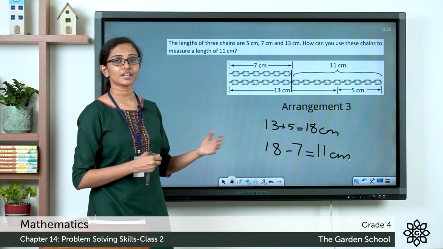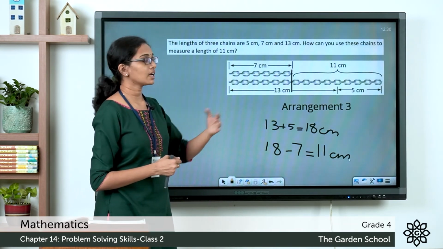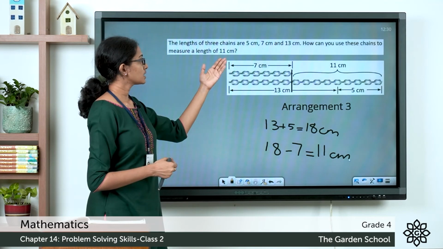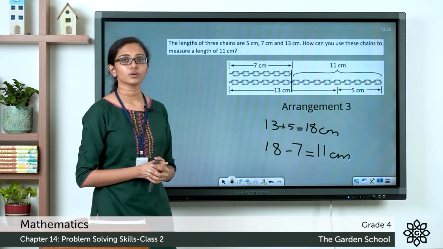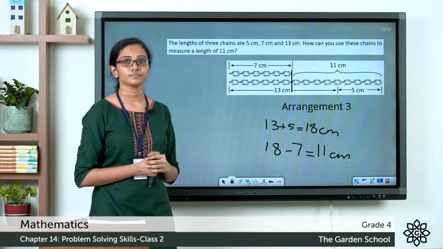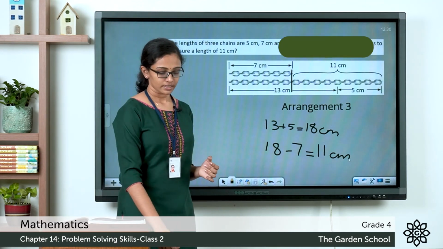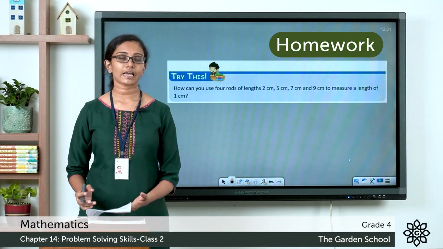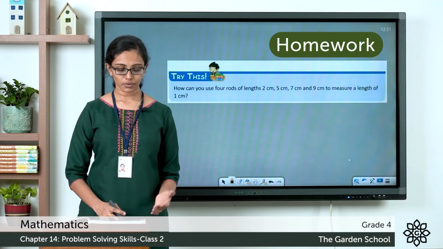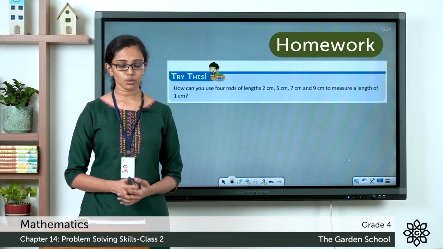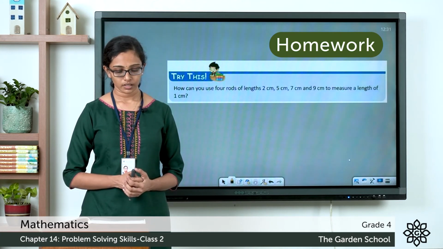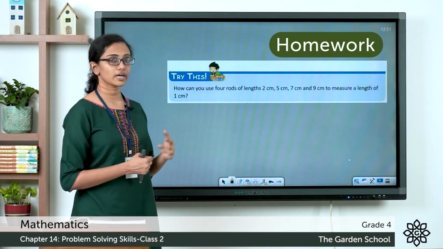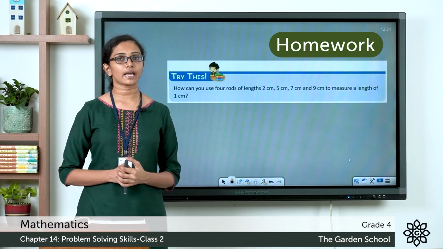See, we have done an arrangement in which we can measure 11 centimeter by placing these 3 chains in the proper way. So, this is a solution to this problem. So, hope you are clear with this one. Now, you have to go through this topic through pages 183 and 184 of your textbook. Then once you have gone through the topic, you have to do one question as a homework today. You can see this question under the heading "Try this" in page number 184.